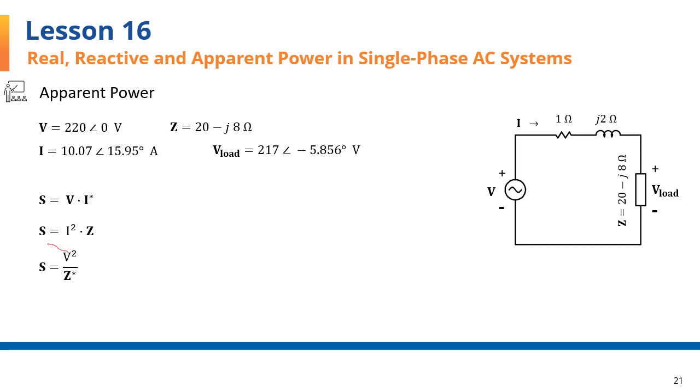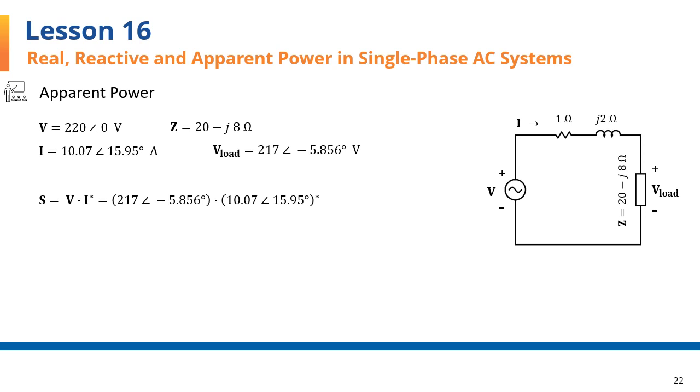Again, V here is a scalar number. It's the magnitude of the voltage. So it would be 220 for the source. It would be 217 for the load. Divide by the conjugate of the impedance. Of course, we cannot use this method for the source because there is no impedance associated with the source. So the only way to find the complex power of the source is to use this top one. But for the other elements, we can use any one of these three methods or three formulas. For calculation of the load complex power, I'll choose the top one to use.